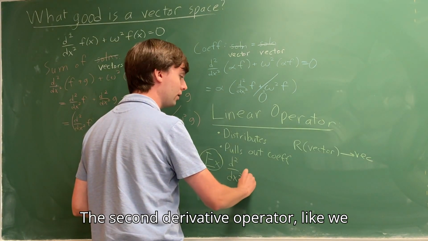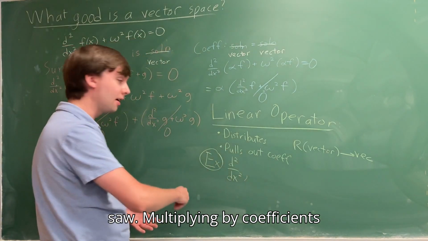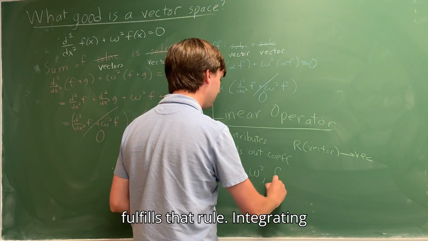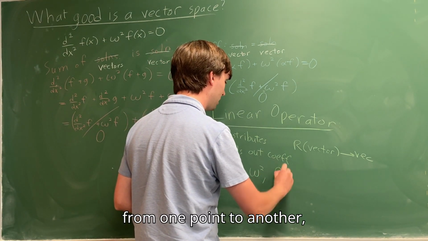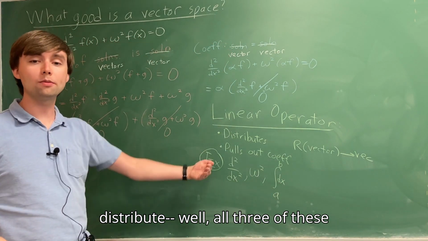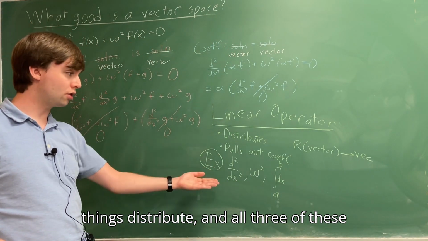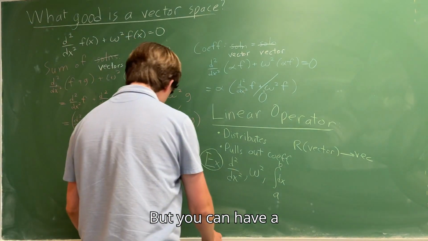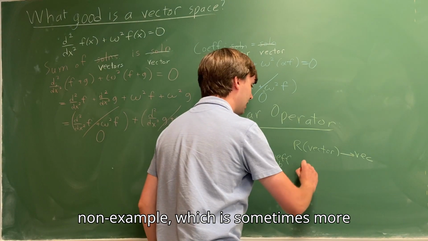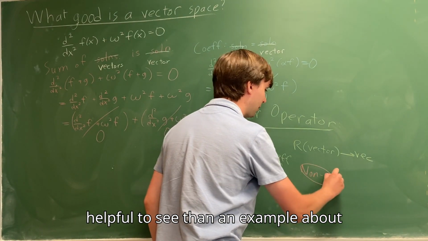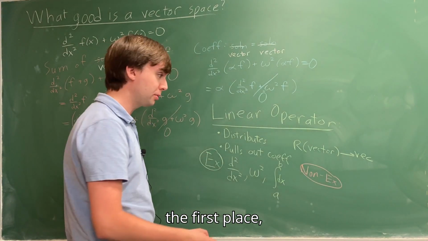The second derivative operator, like we saw. Multiplying by coefficients fulfills that rule. Integrating from one point to another fulfills that rule. Both of these things distribute. Well, all three of these things distribute, and all three of these things let you pull out a coefficient. But you can have a non-example, which is sometimes more helpful to see than an example, about why it's worth it to find these rules in the first place.